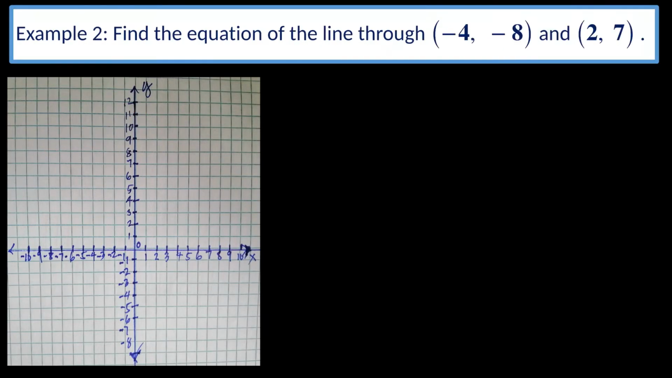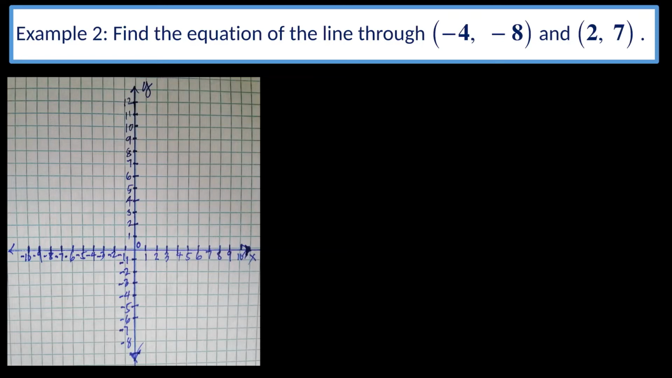So let's have example number 2. Find the equation of the line through -4 and -8 and 2 and 7. We are given 2 points, but we don't have the slope. So the first thing that we need to do here is to solve for the slope of the given line. But before that, let's plot the points, so we can see the line whose equation we are trying to solve.